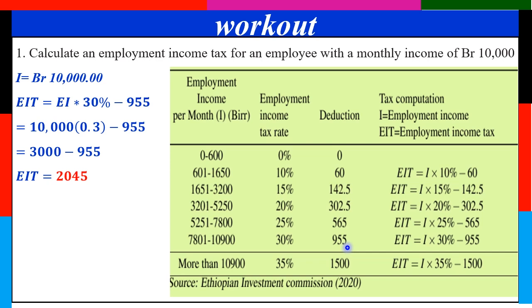So formula employment income tax, we use it and subtract from it. 10,000 times 30%. 30% means what? 0.3 minus 955.